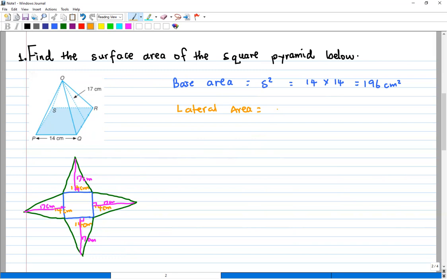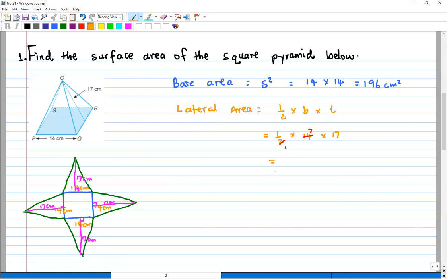Area of one triangle, since we know that area is a half times the base times the height. Here we are using the slant height of 17. So we have a half times base times the slant height, this 17. The base is 14 and the slant height is 17. Now we can divide 14 by 2, we get 7. So we get 7 times 17.